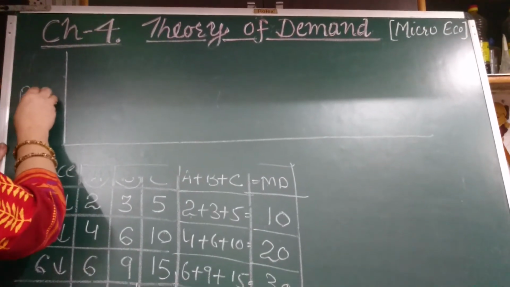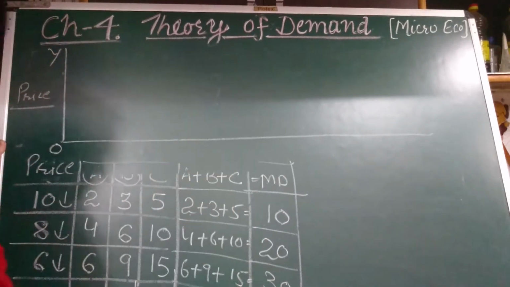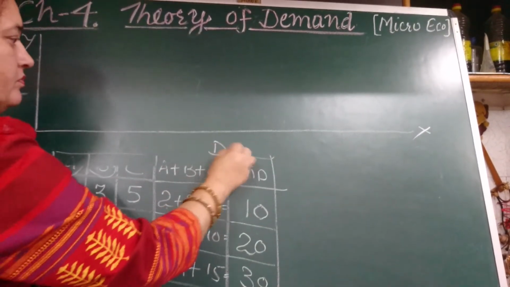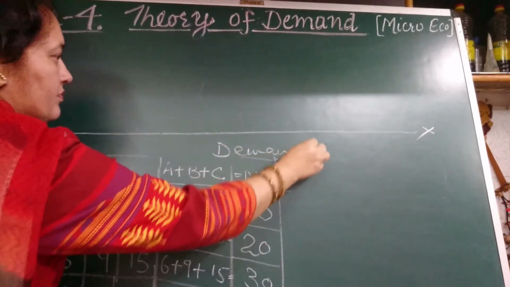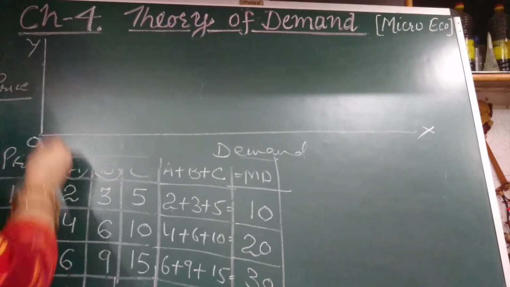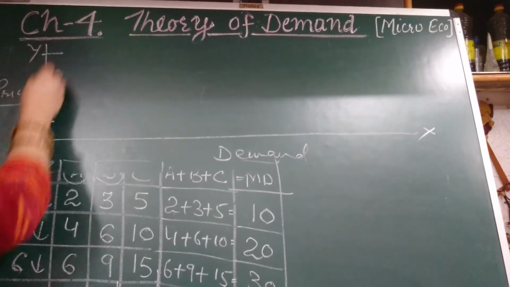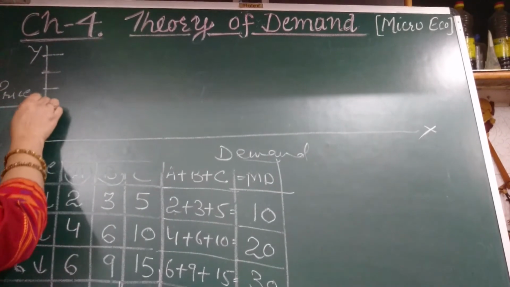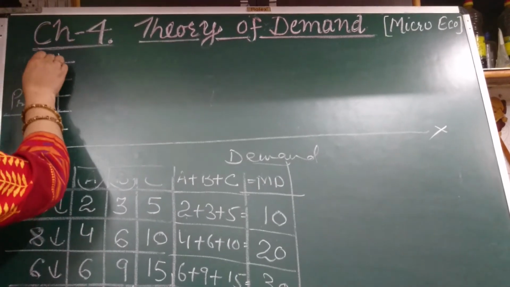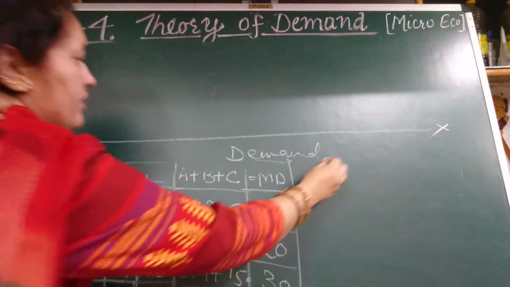First of all, always take price on OY axis and demand on OX axis. Price 2, 4, 6, 8, 10. 2, 4, 6, 8, 10 rupees. And demand in kilograms.